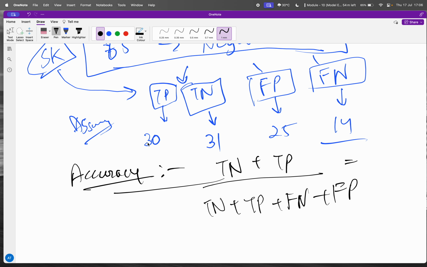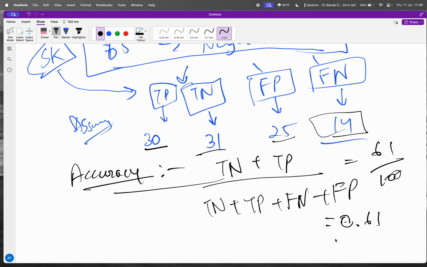Right now in our case, 30 plus 31 is true negative and true positive. That is 61, divided by 30 plus 31 is 61, plus 25 is 86, and 14 is 100. Out of 100, that is 0.61. Now we got a value between 0 and 1, but we want the accuracy as a percentage, so just multiply it by 100. So now it will become 61%.